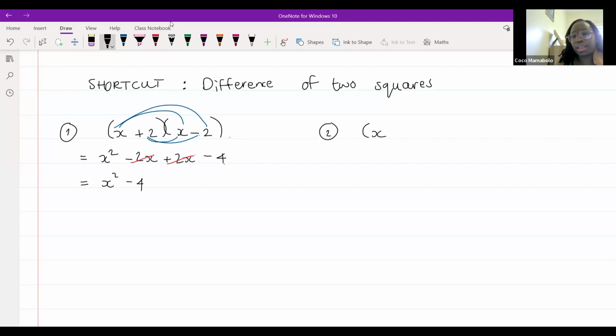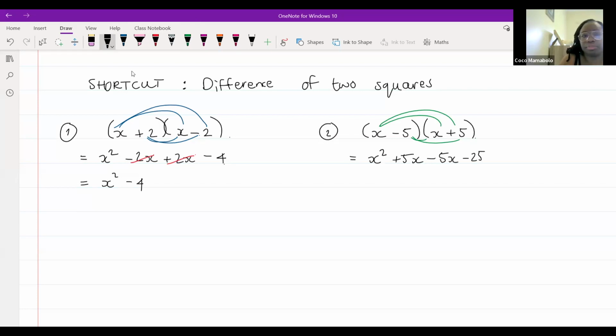Let's do another one. Let's do x minus 5 and x plus 5. Do FOIL: first, outer, inner, last. I'm going to do it quite quickly. I'm going to get x squared plus 5x minus 5x minus 25. I'm going to notice that 5x minus 5x is 0, and my final answer is x squared minus 25.